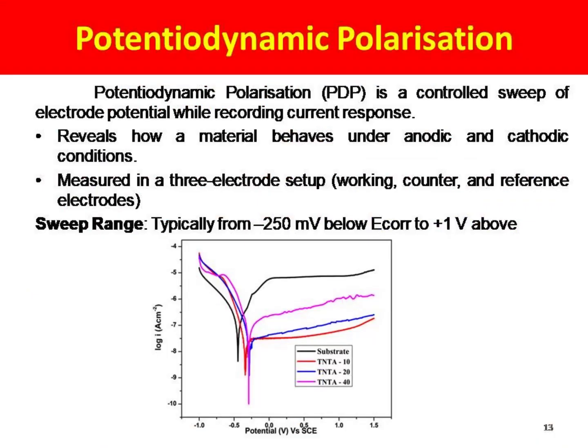So coming to the potentiodynamic polarization technique, that is a controlled sweep of electrode potential while recording the current. Its purpose is that it reveals how a material behaves under anodic or cathodic conditions. It is measured in a three-electrode setup. I already told you, that is the working, counter and reference electrode. So here the plot is obtained by applying the potential between -250 millivolt to +250 millivolt.